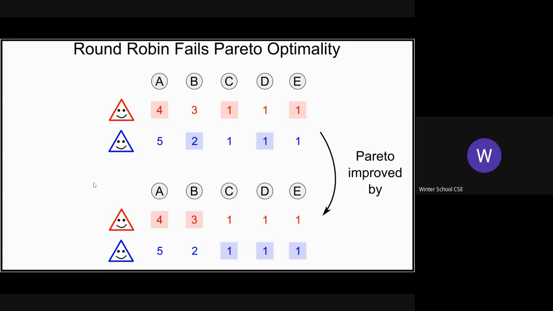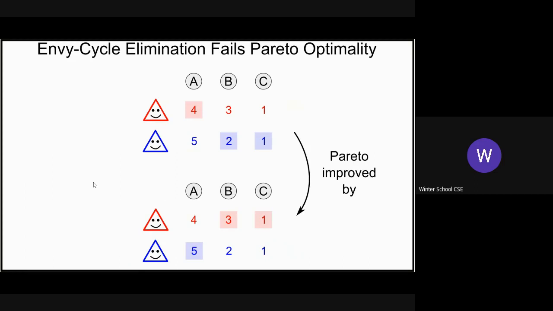Okay, so what else can we say? Any other algorithms for EF1? Lipton et al., the envy cycle elimination, right? Maybe that is Pareto optimal. That is also not Pareto optimal. So there are instances where that also fails Pareto optimality. And now we are basically out of ideas, right? We just have seen two algorithms for EF1.